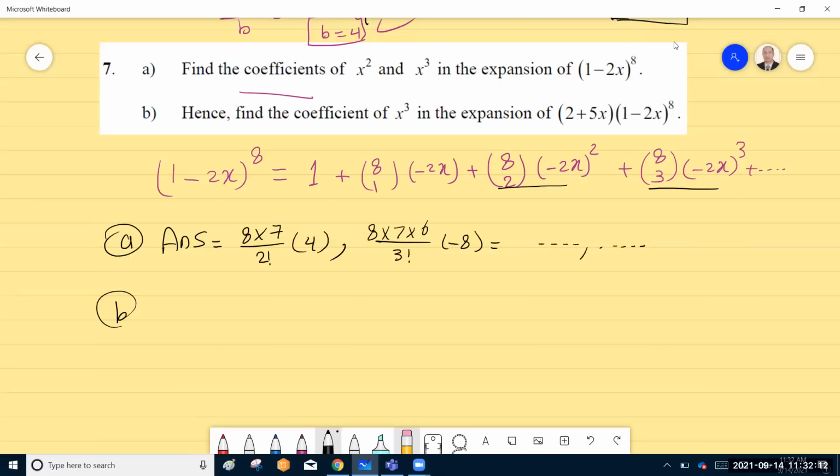X cubed also can be obtained by multiplying 2 by x cubed here and the 5x by x squared here. So I will get, already I have it. This one is the same. I can continue solving for x squared and x cubed. Come to this part and continue to solve.